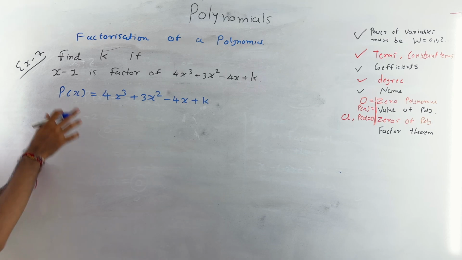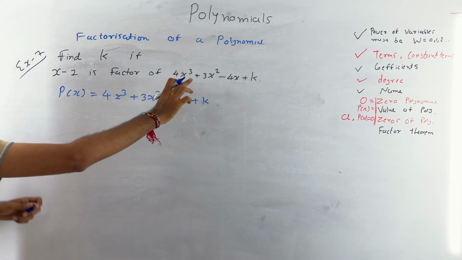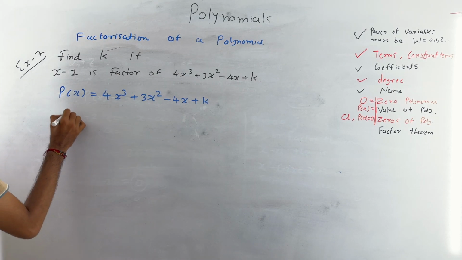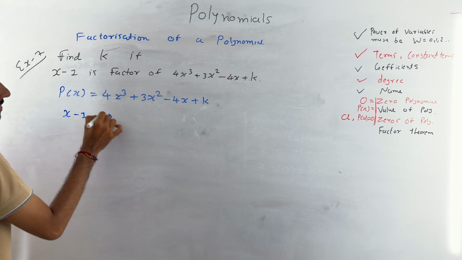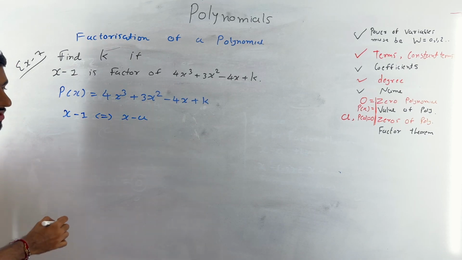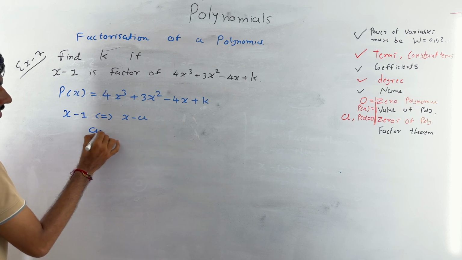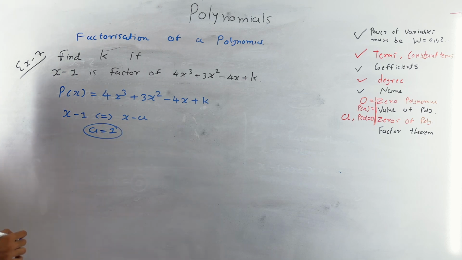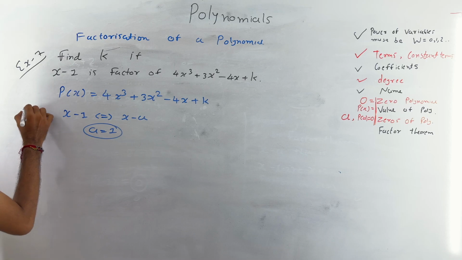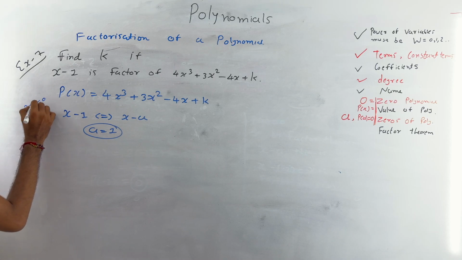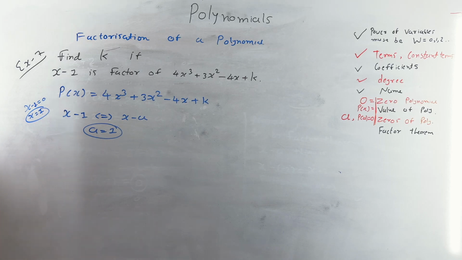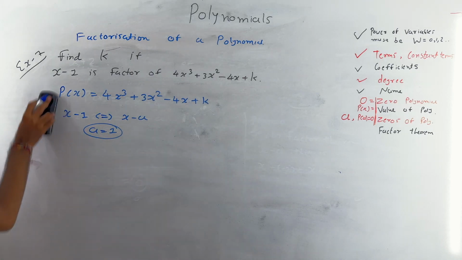In the question we are given that x minus 1 is a factor of this. So I have to compare x minus 1 with x minus a, and the value of a will be 1. Very easy. If you don't want to do this, just do x minus 1 equal to 0, find x equal to plus 1. Here you can see 1 and 1, the answer for both will be the same.